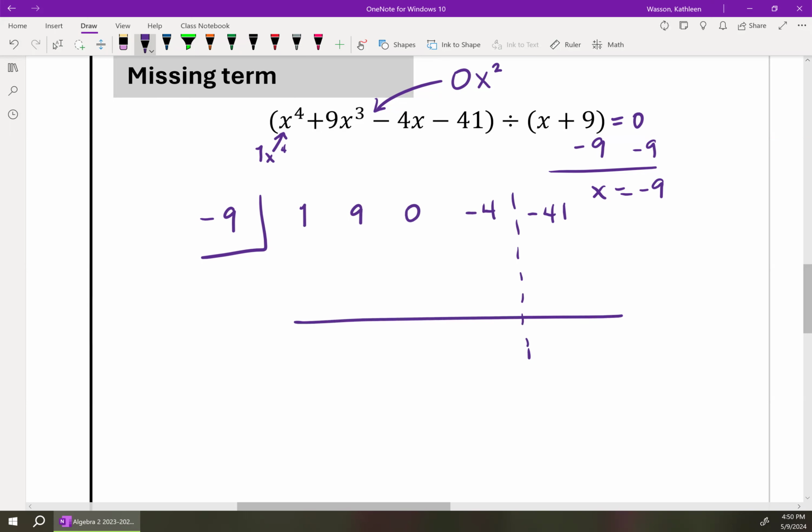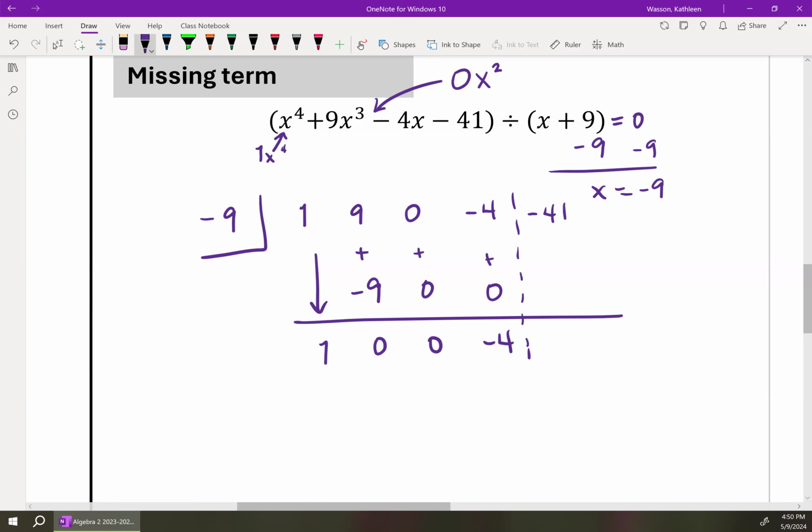There's my summation line. Bring down your first number, multiply by the number on the shelf. 1 times negative 9 is negative 9. Write that on the line to the right, and I add. 9 plus negative 9 is 0. And I multiply. 0 times negative 9 is 0. 0 plus 0 is 0. 0 times negative 9 is 0. Negative 4 plus 0 is negative 4.